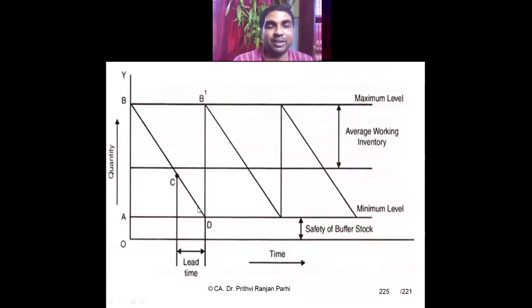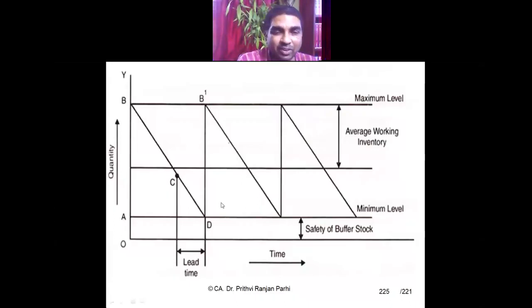How will you calculate? You estimate when stock is going to be zero, and how much time it will require to get the fresh stock. And within those many days, what will be the consumption? By using those data, you'll be able to find out that if the stock level is at this point, you should immediately place the order. So that when stock becomes zero, new stock immediately arrives and reaches the maximum level. Then again you start consuming, it comes to zero, then again new stock arrives.